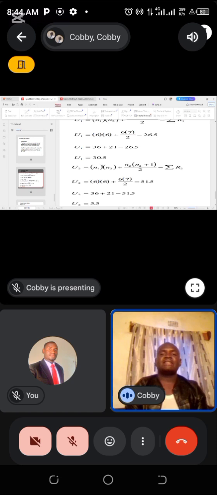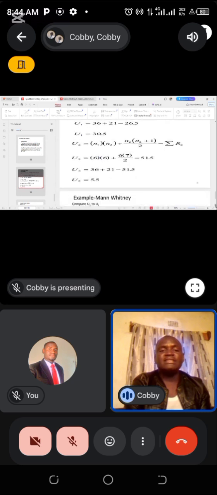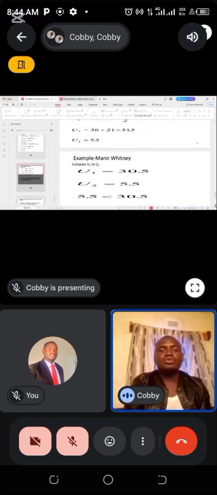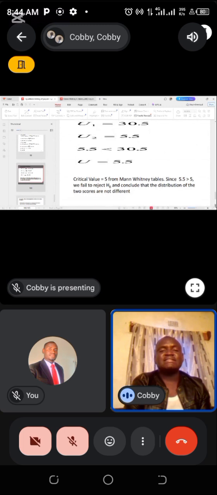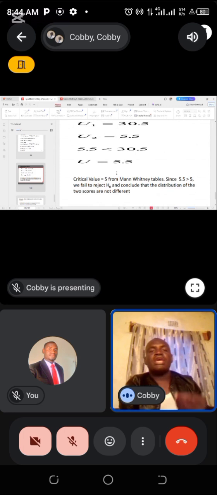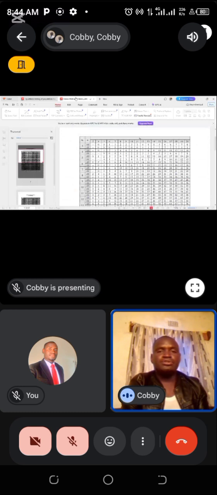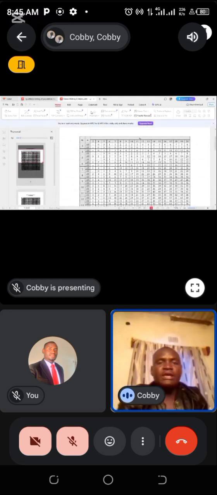So we are going to take the smallest value, which is U2, as the test statistic. Our test statistic is going to be U2. Then from this, we are going to go to the table and find the critical value. So let's go to the table. This is the table that we have, and this side we have N1 and this other side we have N2.